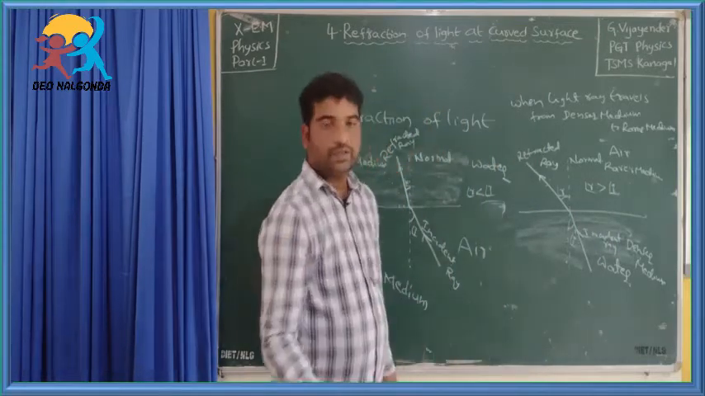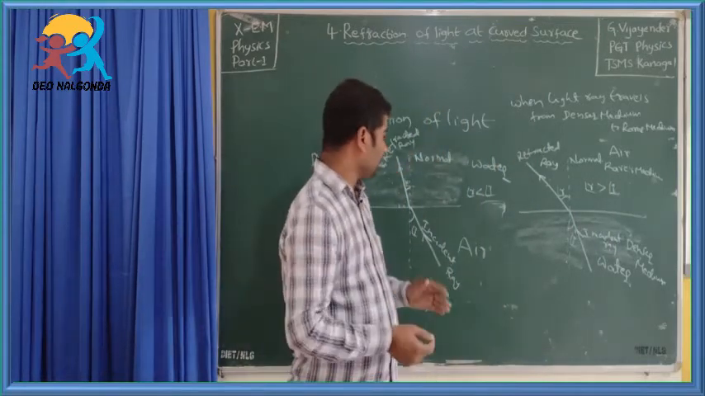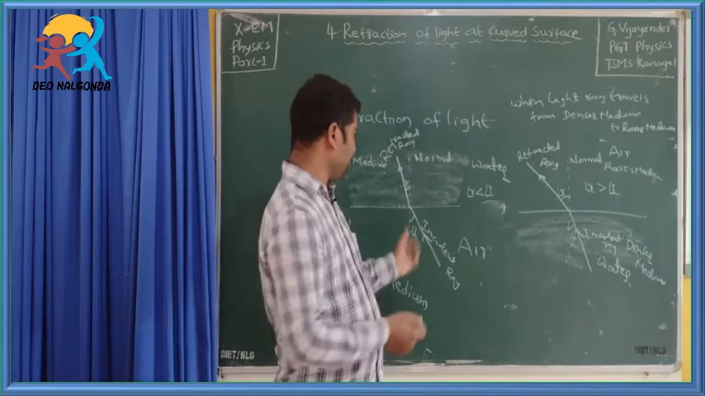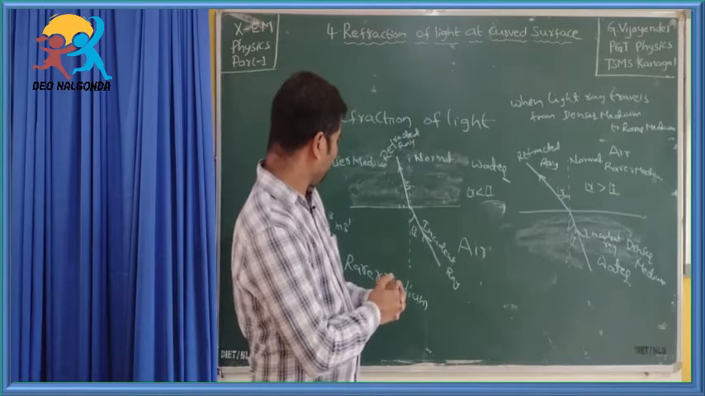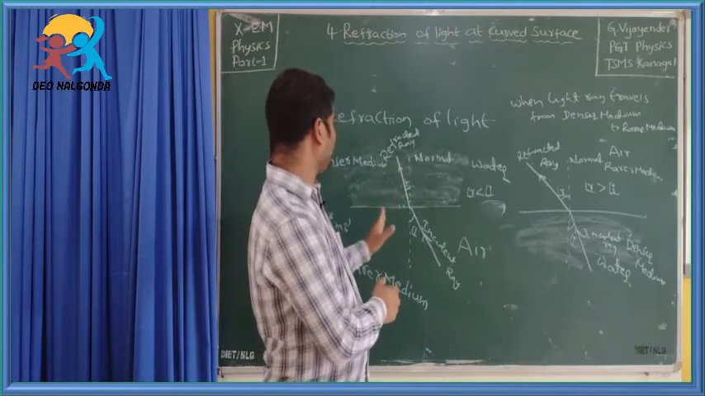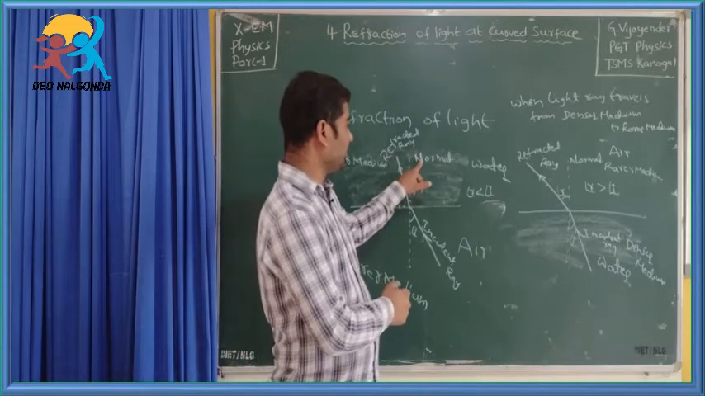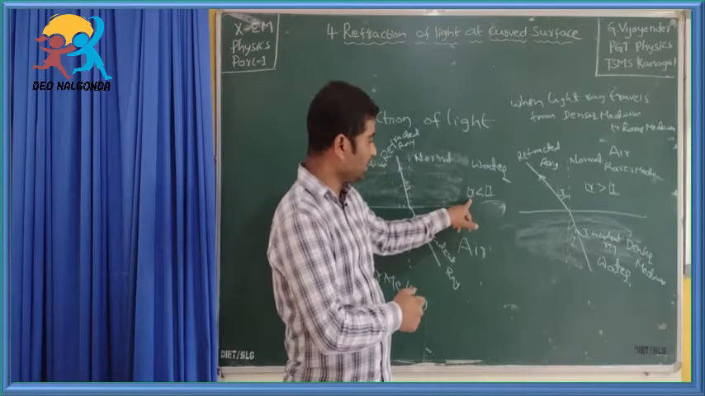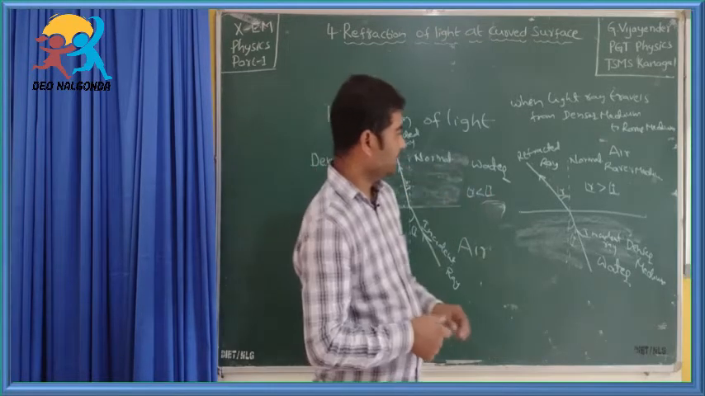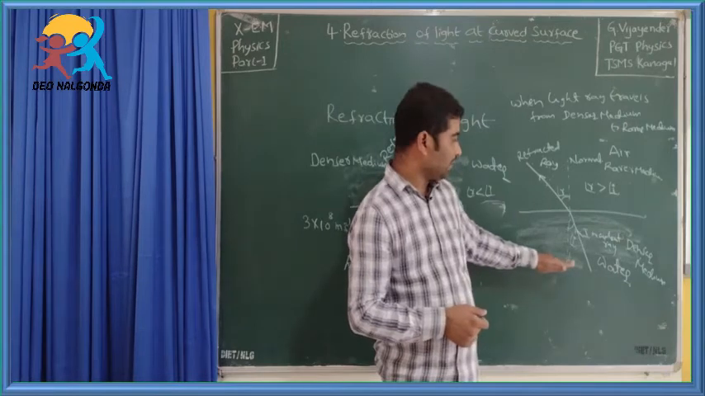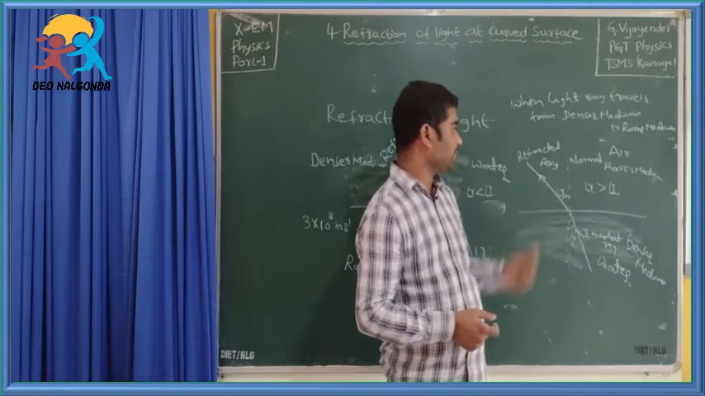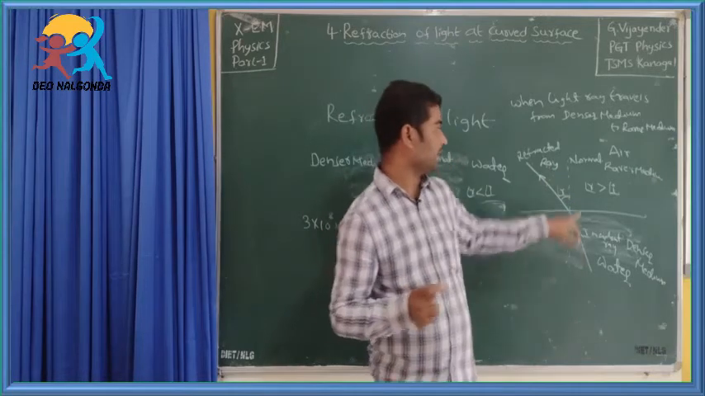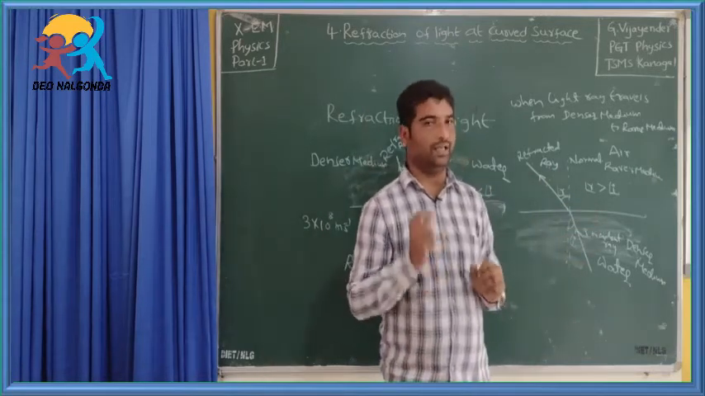So we can conclude that when the light ray travels from one medium to another, its direction changes. When the light ray travels from rarer medium to denser medium, the refracted ray bends toward the normal and the angle of refraction R is less than angle I. When it travels from denser medium to rarer medium, the refracted ray bends away from the normal and the angle of refraction R is greater than angle I.